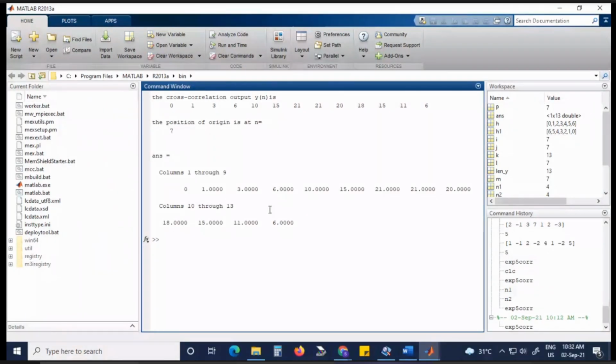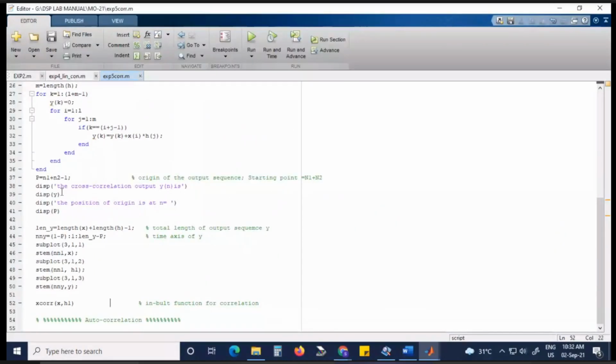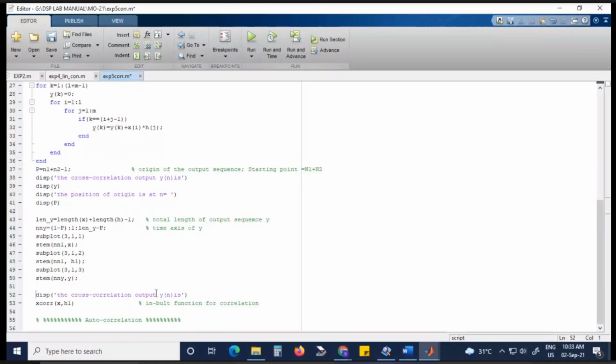So we can write, but with this, let us display one thing here. Display the cross correlation output in theory using the command.